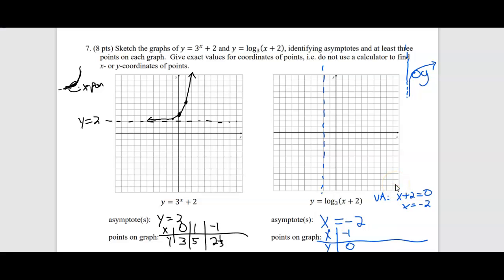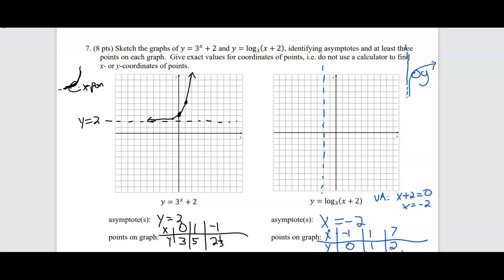If I plug in positive 1, now I have log base 3 of 3. Log base 3 of 3 is 1. And if I use, what's the next multiple of 3? 9. So if I use 7, then I get log base 3 of 9, which is 2. So I'm carefully picking the x values so that I end up with log of 1, log of the base, and log of the base squared. And that gives me some nice points to use.